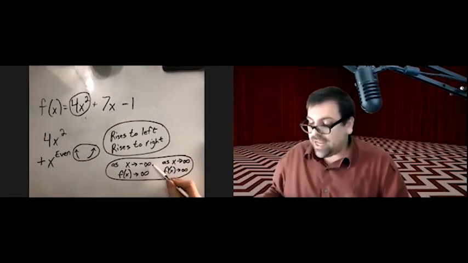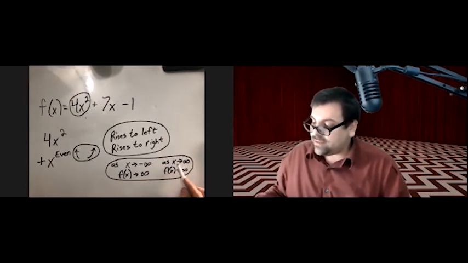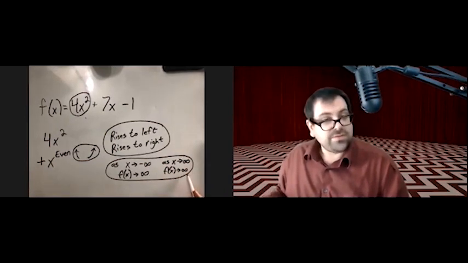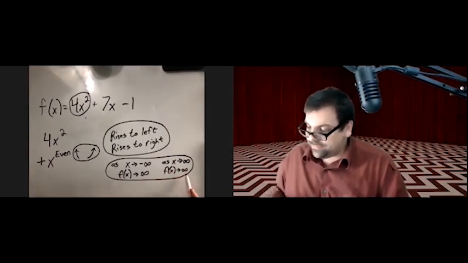As x goes to negative infinity, as we go to the left on x, f of x goes to positive, we go up. Left rises. As we go to the right, as x approaches positive infinity, f of x approaches positive infinity. Right, up.